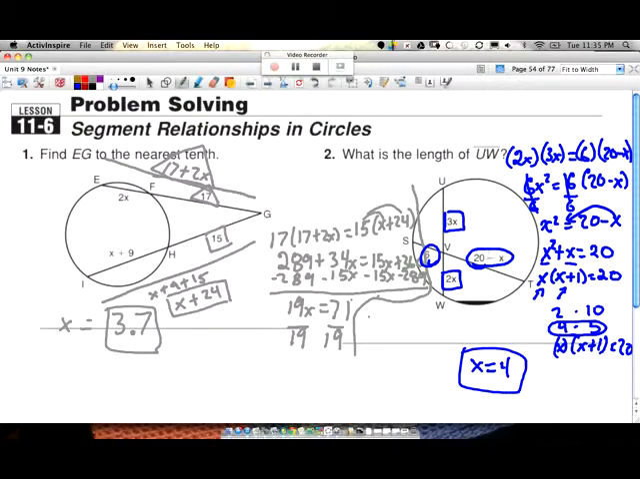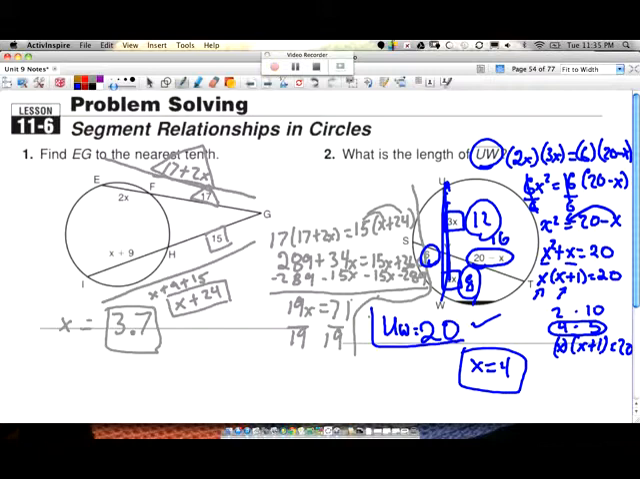Oh, wait, but that's not what they're telling me to do. I know x equals 4, which means 2x equals 8, 3x equals 12, and 20 minus x equals 16. They're asking me to find UW, which is this whole length here. So that's 8 and 12 put together, which is 20. Okay, there we go. UW equals 20. Next.